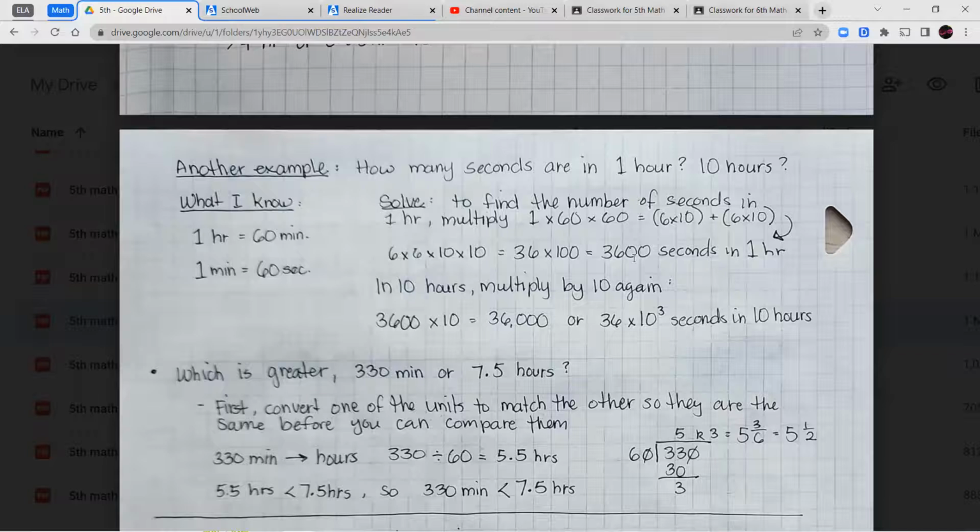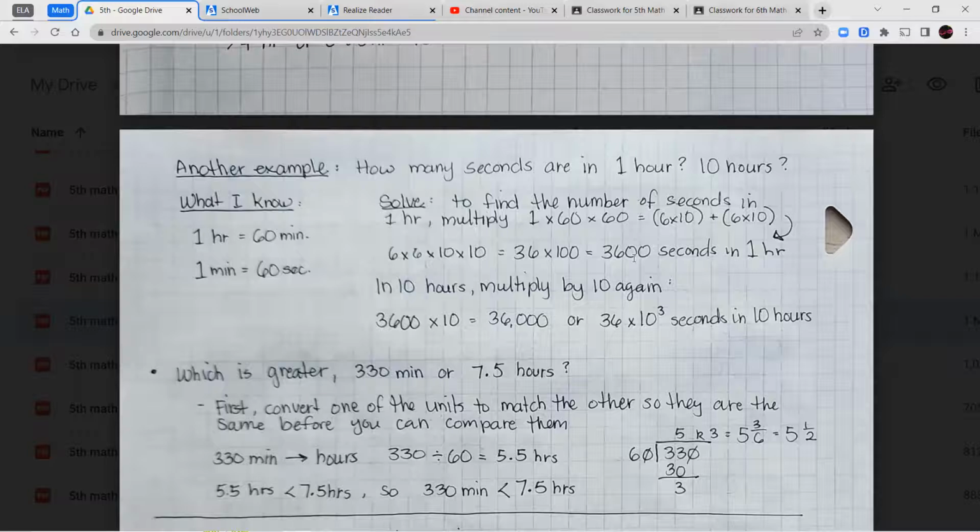And our last example before our guided practice says, which is greater, 330 minutes or 7.5 hours? So first we need to convert one of these so that the units match. Now I'm going to convert the 330 minutes into hours. So I'm going to do 330 divided by 60. So I'm going to drop the 0 off of each one of those and do 33 divided by 6.